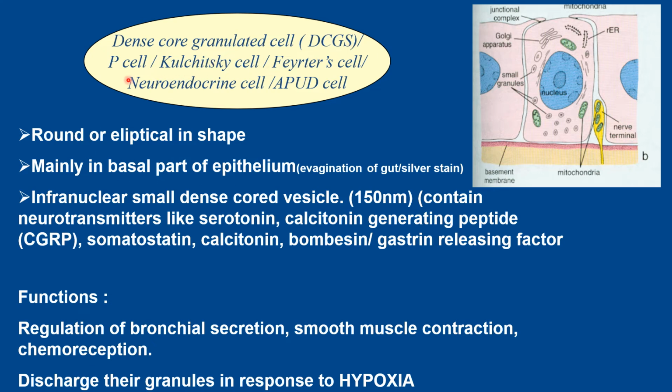Dense core granule cells or granule cells, sometimes called Kulchitsky cells, are neuroendocrine or APUD cells. They are round to elliptical in shape. The basal part contains a lot of granules. These are dense vesicles. They contain neurotransmitters like serotonin, calcitonin gene-related peptide, somatostatin, bombesin, and gastrin releasing peptide. The functions of the dense core granule cells are regulation of bronchial secretion, smooth muscle contraction, and chemoreception. They discharge their granules in response to hypoxia.